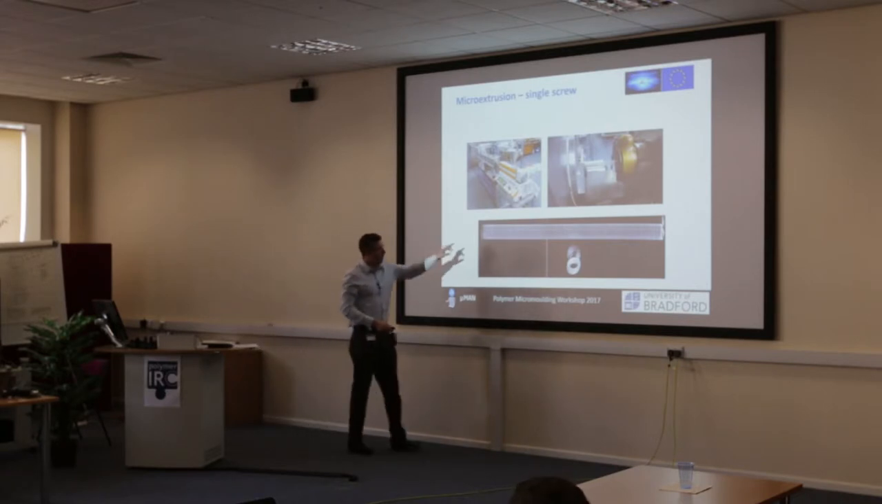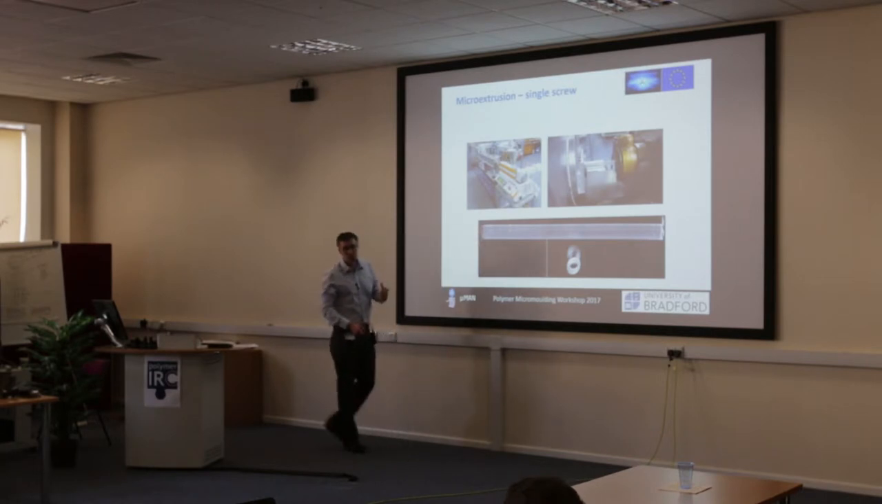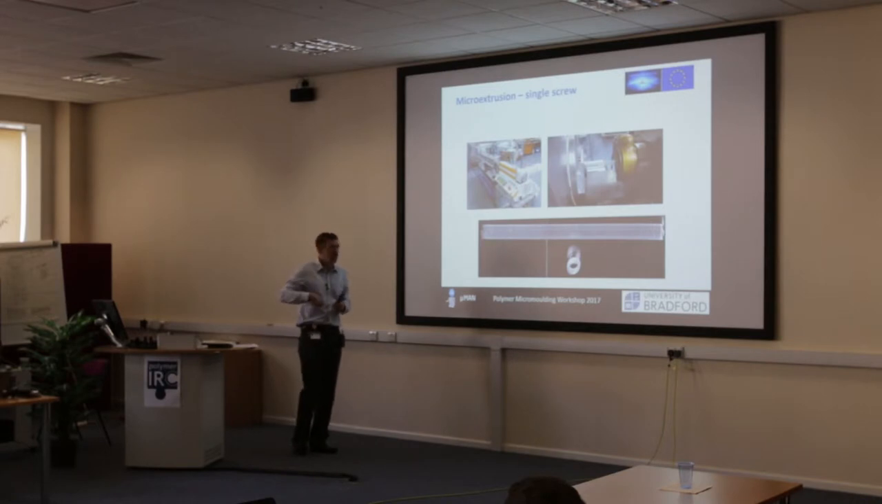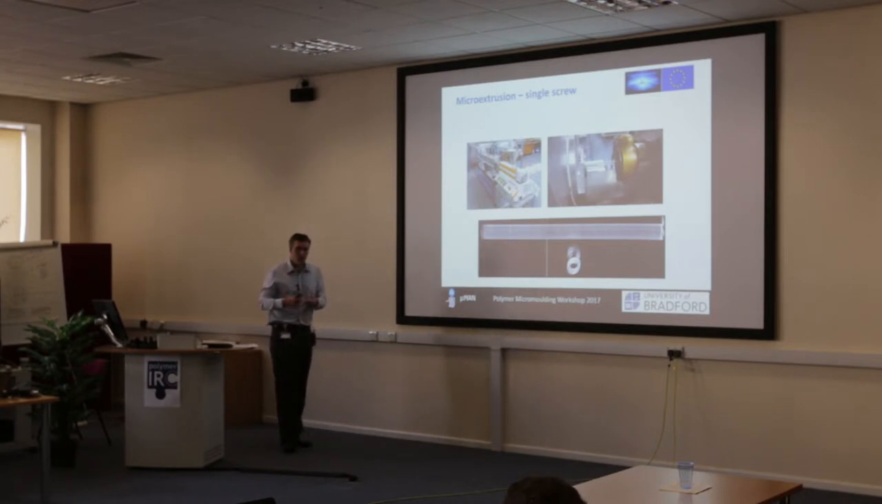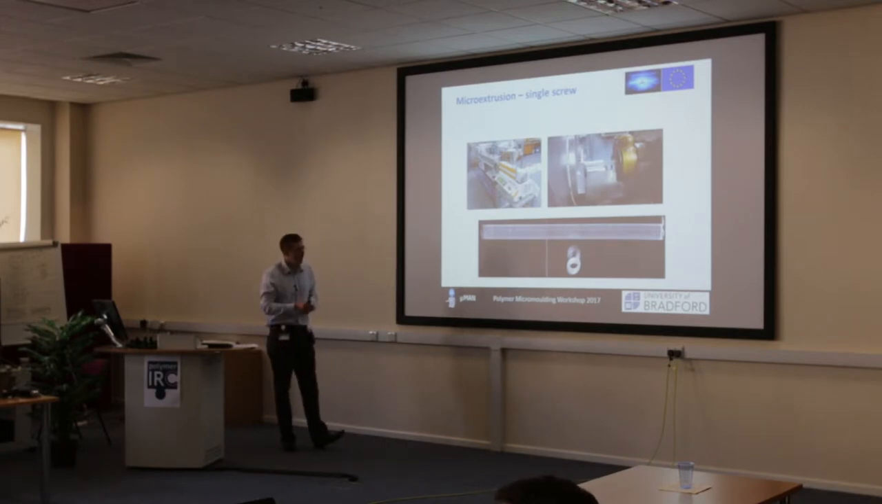This is an example where we've used a special die which has a serrated surface. This was for a medical application where a company wanted a medical tubing that could be inserted into the body with a very low coefficient of friction. So one of the things they asked us to do was to look at different geometries of die which added a surface roughness onto the outer surface of the product to reduce that coefficient of friction, to enhance the sliding of the tube into the body.